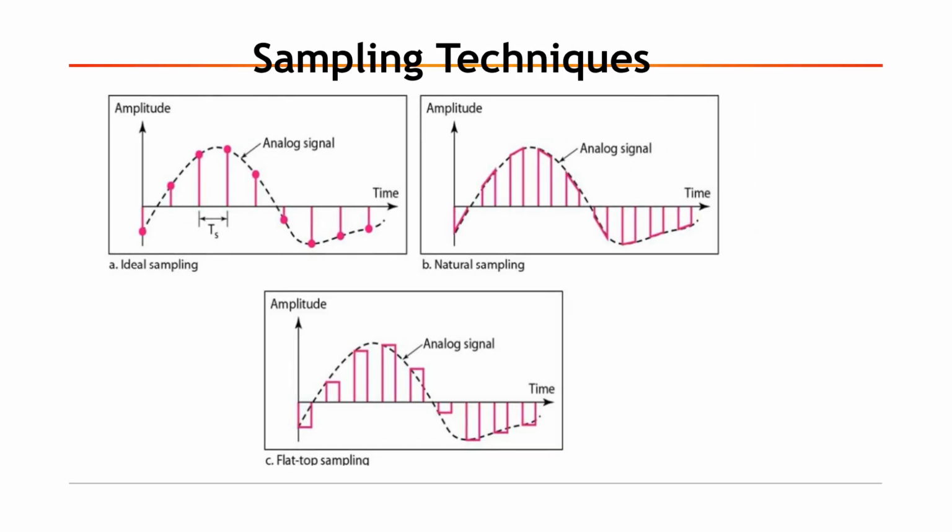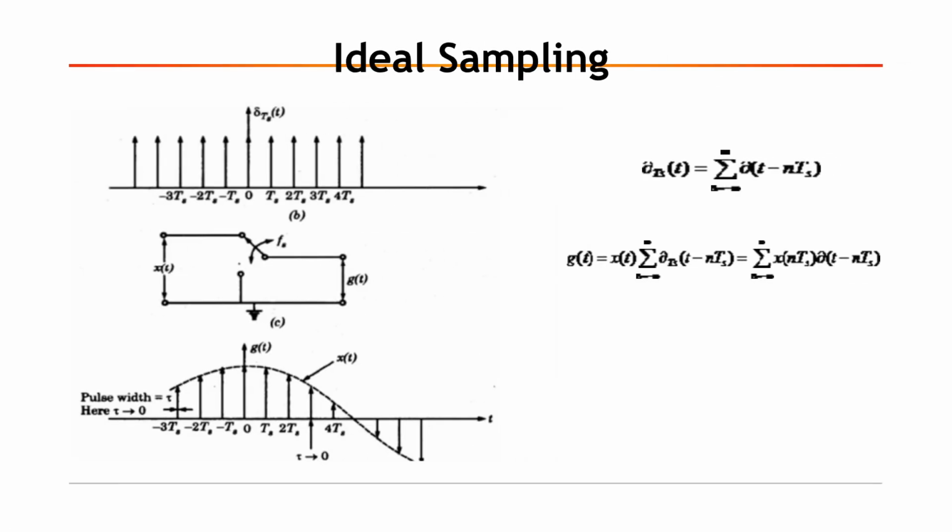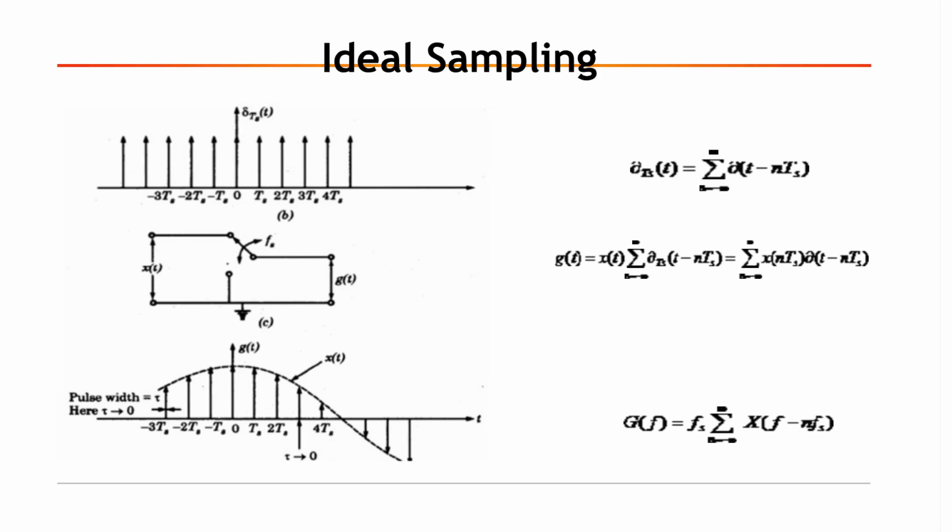The three main sampling techniques are ideal sampling, natural sampling, and flat-top sampling. Each technique produces distinct sampled signals from the original analog signal. Ideal sampling involves multiplying the continuous time signal x(t) with an impulse train, resulting in instantaneous samples. The equations show the time domain and frequency domain representation of this process.